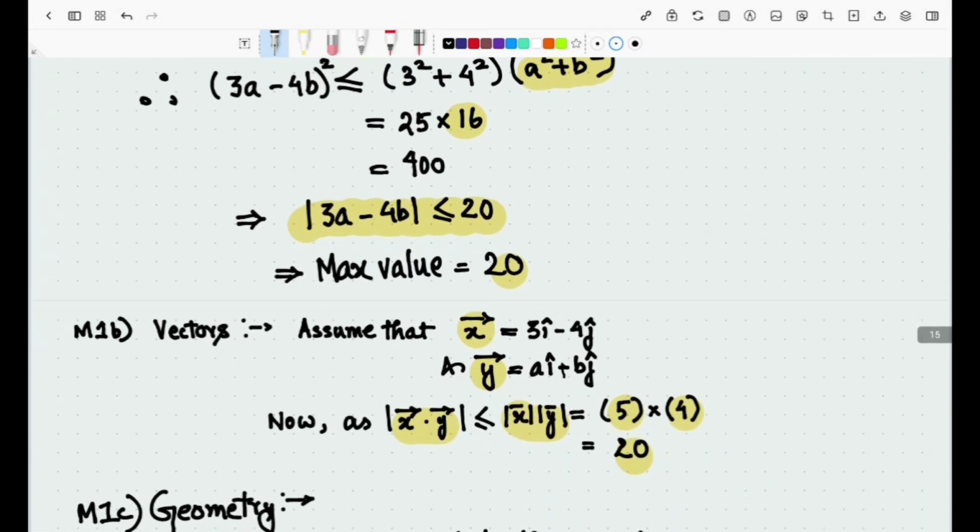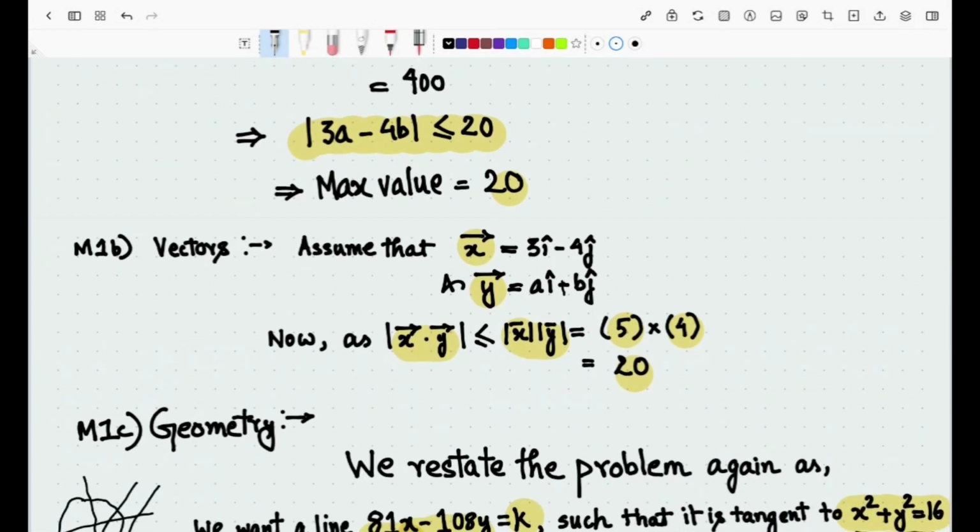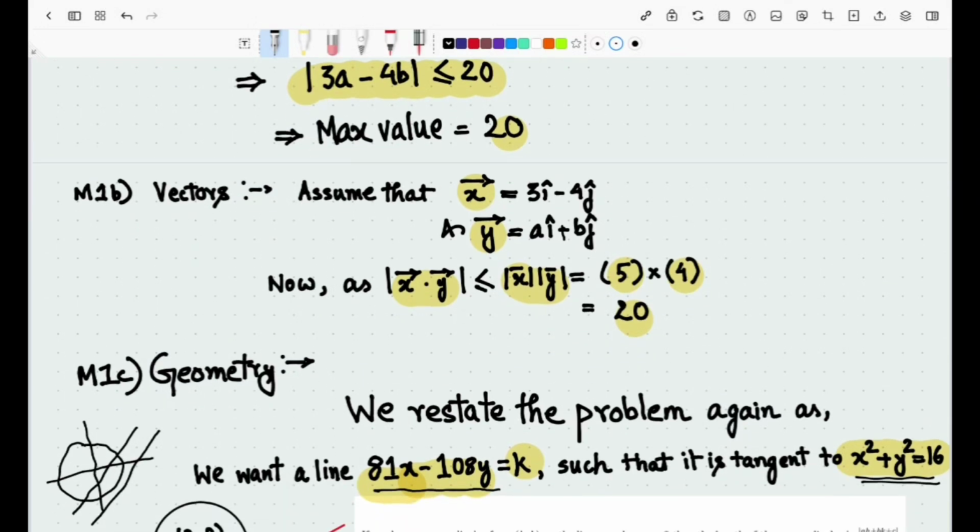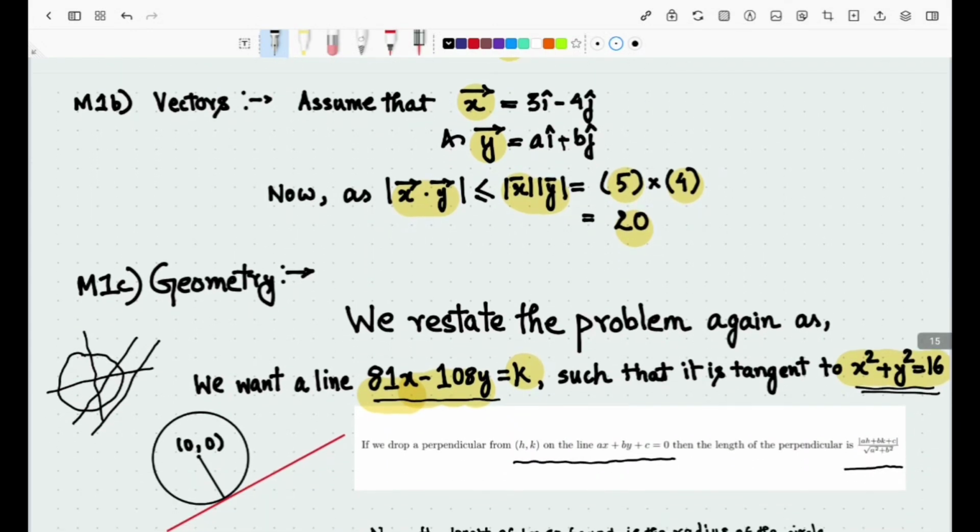For the second solution, I assumed a vector x as 3i cap minus 4j cap, and a vector y as ai cap plus bj cap. Then I have written that the dot product of x vector and y vector is always less than or equal to the modulus of x vector into the modulus of y vector. So that gives us very useful information about the problem, and therefore solving the question is very easy.